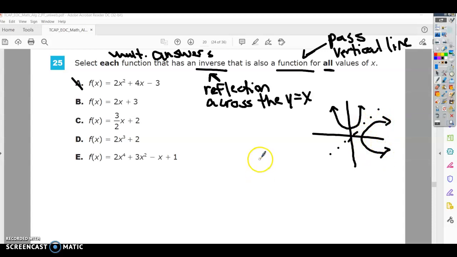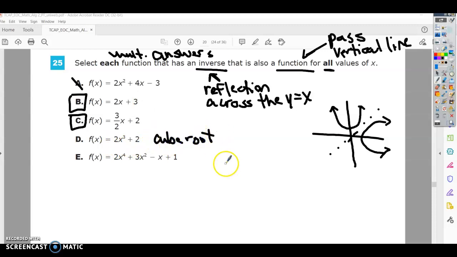So for part B, I have a line. With a positive slope, or a negative slope, it's still going to be a function. So a linear equation will have an inverse that is a function. 3/2 is the same as 1.5, so this is also just a linear equation with a positive slope, which means it also will have an inverse that is a function.